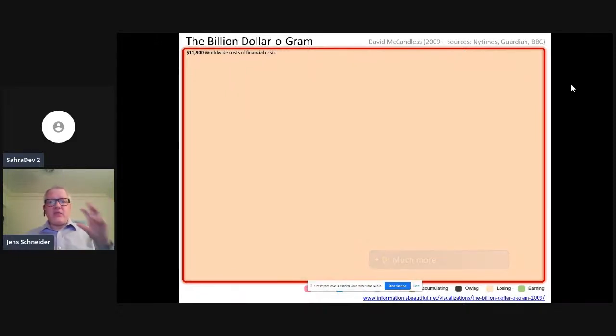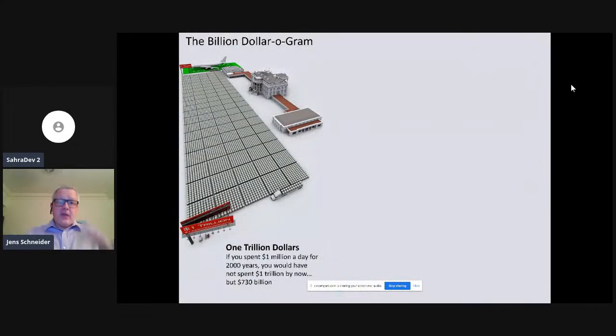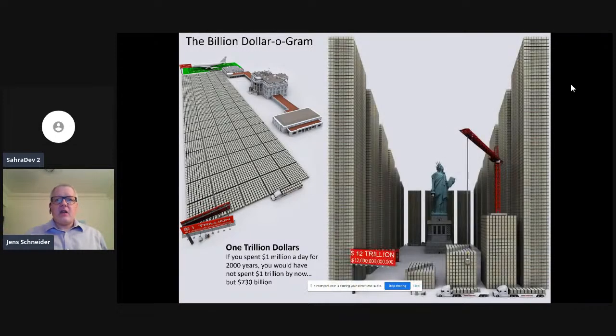The estimate ranges from 12 to 13 trillion US dollars, so 11,900 according to McCandless was the total cost of the crisis. And again, this is a one with a lot of zeros, so we can't imagine that. But $1 trillion is essentially this much money on pallets. And 12 trillion, you can essentially stack them into high-rise buildings around the Statue of Liberty. So it's an unimaginably large amount of money.